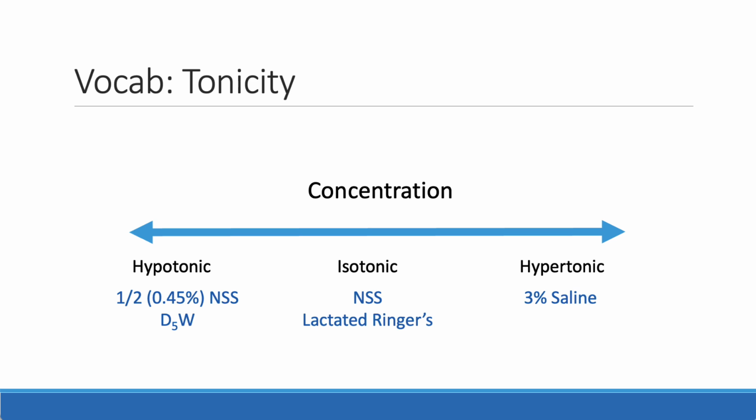We give extra solute, like in 3% saline, instead of 0.9%, with the 9 grams per liter, we're going to give 3%, and that's going to have a whole lot more tonicity. It's going to draw in water from the intracellular space, right?